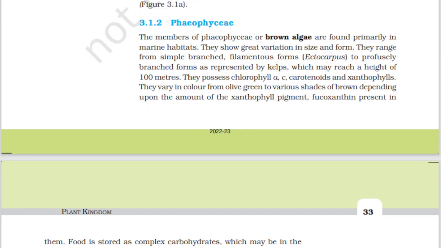They show great variation in size and form, from simple branched filamentous to profusely branched forms as represented by kelps. They possess chlorophyll a, c, carotenoids, and xanthophylls, and they vary in color from olive green to various shades of brown depending upon the amount of xanthophyll pigment. So here the xanthophyll pigment plays a major role in giving color to that particular organism.